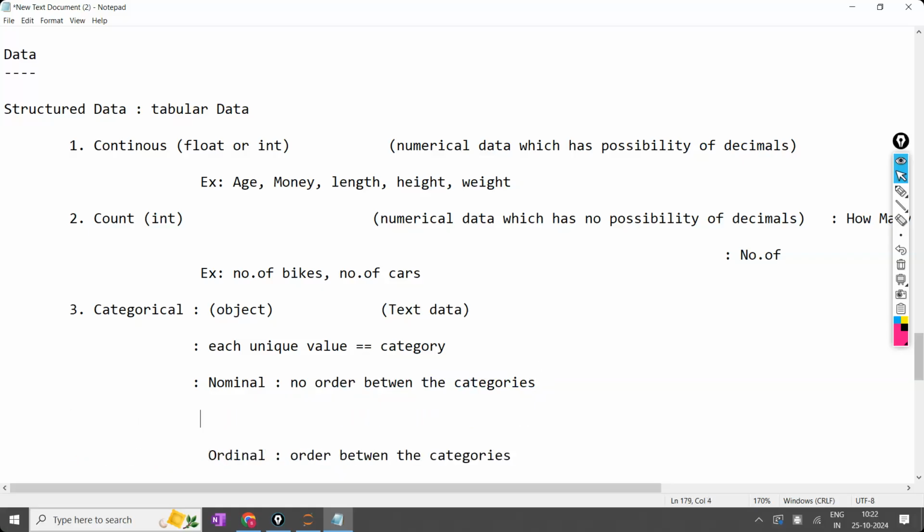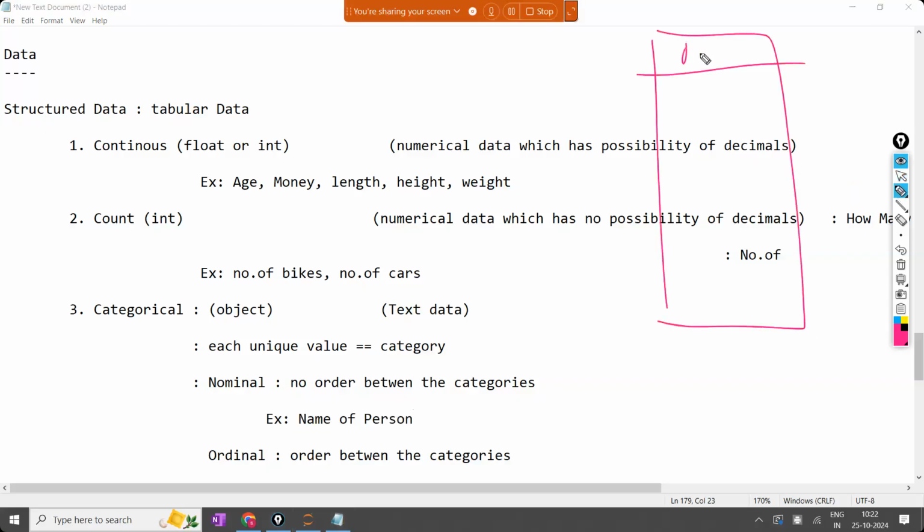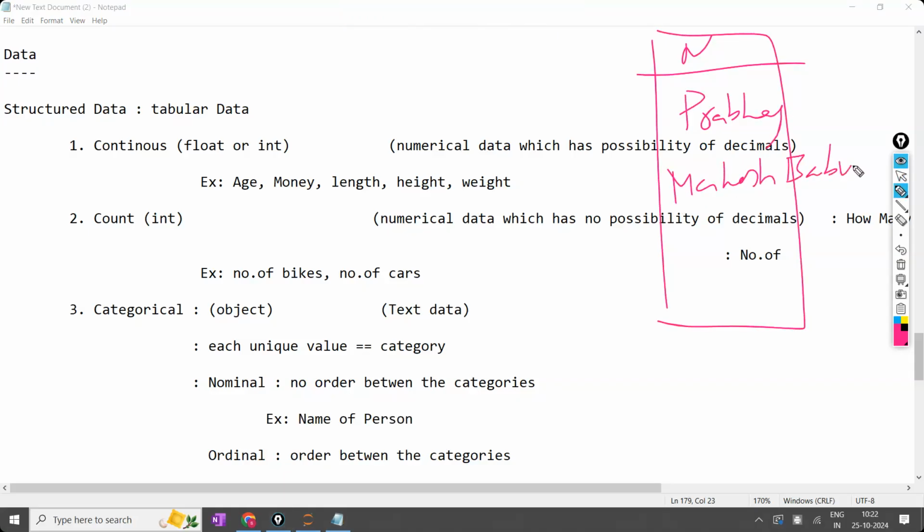Example. For nominal, what are the examples? Like the name of a person. For example, here we have names of persons: the first is Prabhas, the second is Mahesh Babu, the third is Arjun, and the fourth is Pawan Kalyan. First tell me, what are the unique values? Four unique values are there. Can you apply any order between them? This is the top one, this is the next one. Which is the best name?